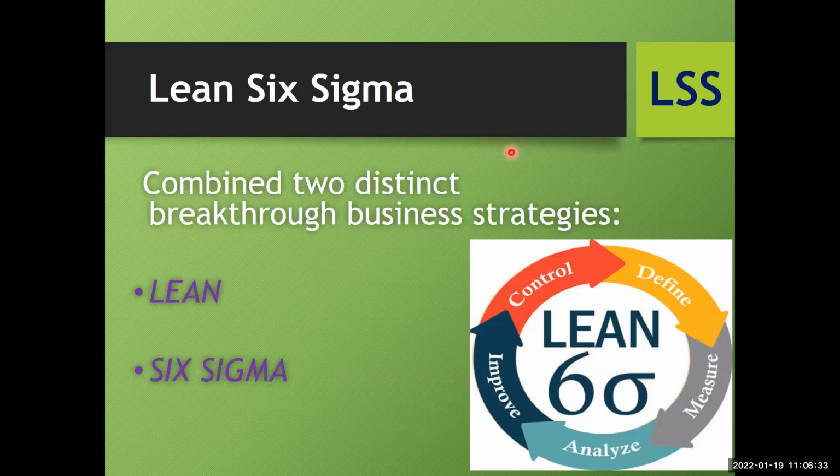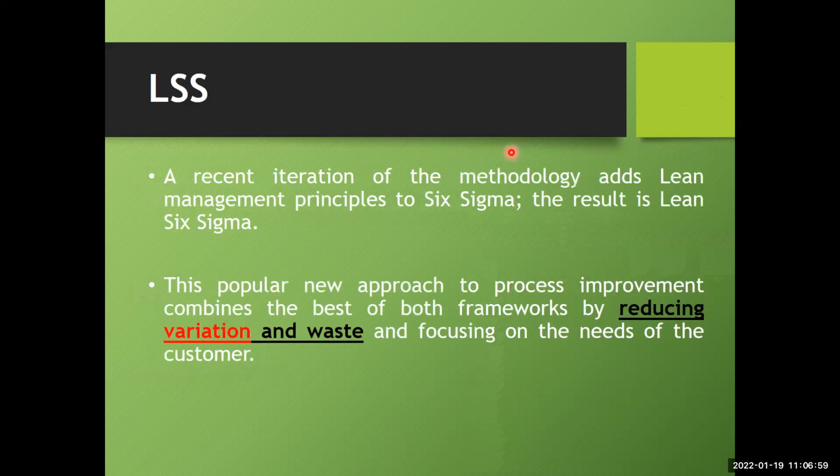And our main thought is Lean Six Sigma. Although, guys, there is a lot to talk about, with the limit of time I'm concluding soon. It's a combination of 2 distinct approaches, as you all know what Lean is and what Six Sigma is. These 2 wonderful approaches achieve sustainable practices, LSS. This popular new approach improves the process, combining the best of both frameworks by reducing variation and waste. See, Six Sigma reduces the variation and Lean reduces the waste. It focuses on the need of the customer to become more sustainable.